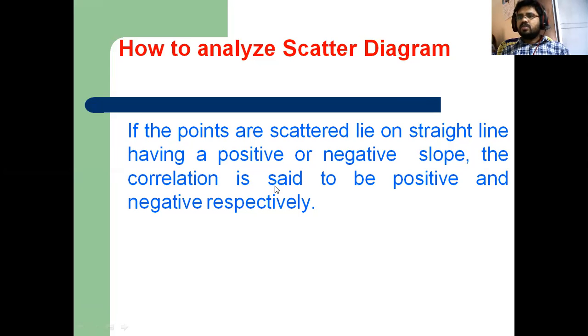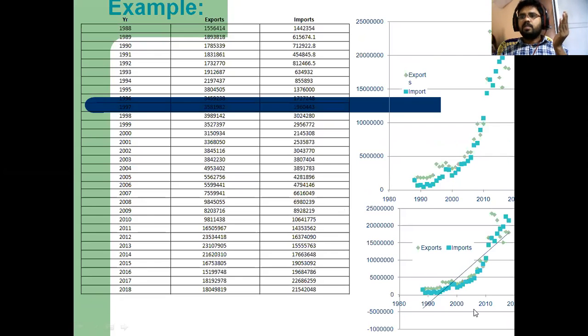Okay, then the correlation is said to be positive and negative respectively. For example, if the straight line has a positive slope, we can say positive correlation. When the straight line is negative, we can say negative correlation. So on the basis of this one, there is a positive correlation. If it is opposite, if the straight line is like this, here a negative slope, and the dots are around that straight line, we can say negative correlation. Okay.